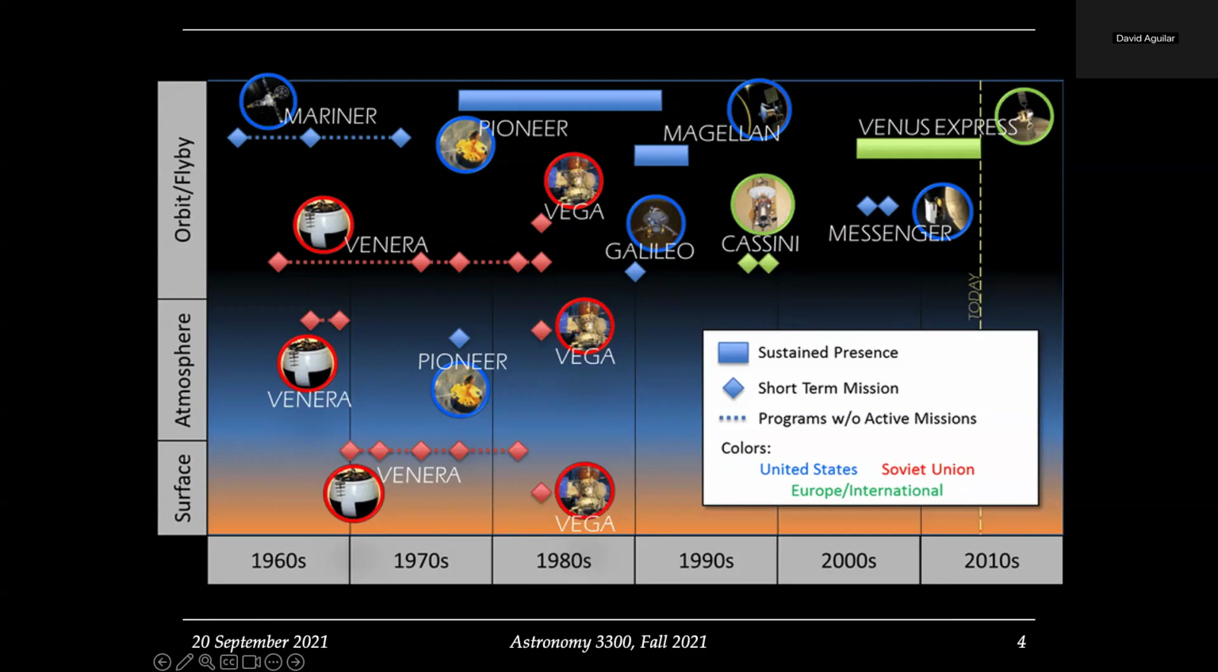Galileo was a probe, descended into the atmosphere, burned up obviously at some point. Cassini did a couple flybys in order to get the energy necessary to go out to its final resting place, which was Saturn. Messenger did a couple flybys on its way to Mercury, and Venus Express was in orbit. I think it's still in orbit. We forget. And then the next one is not on this one, obviously. So we had the Mariner missions up here, Magellan here, etc.